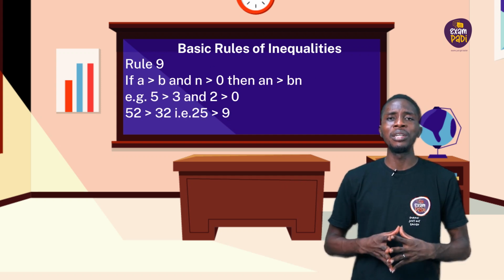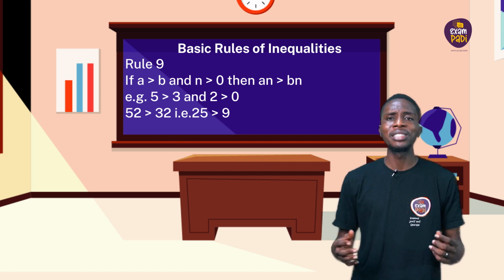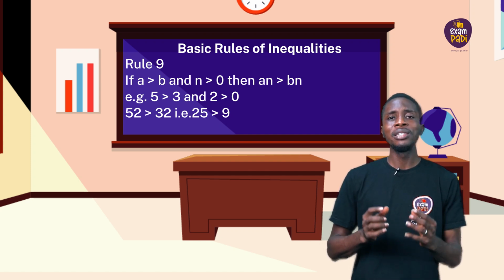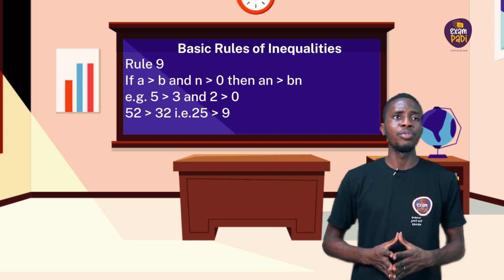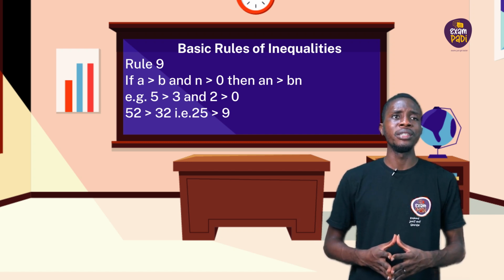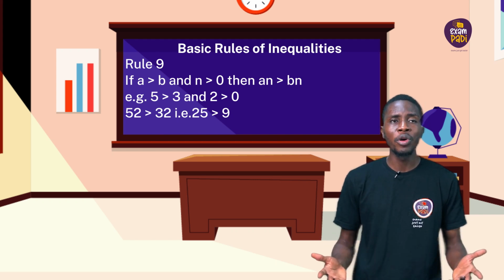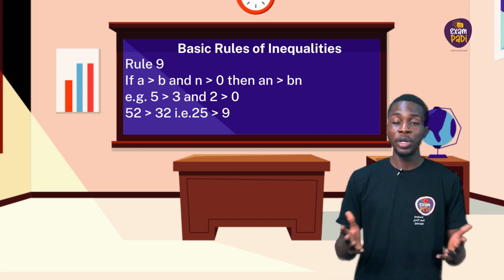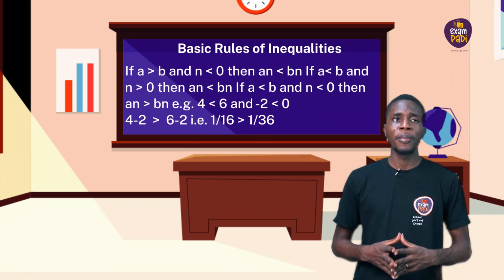If a is greater than b and n is greater than 0, then we can say a raised to the power of n is greater than b raised to the power of n. For example, 5 is greater than 3 and 2 is greater than 0. Therefore, 5 squared is greater than 3 squared, because 5 squared is 25 and 3 squared is 9.